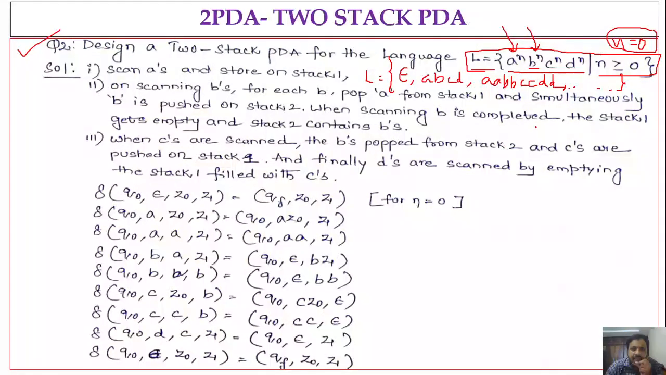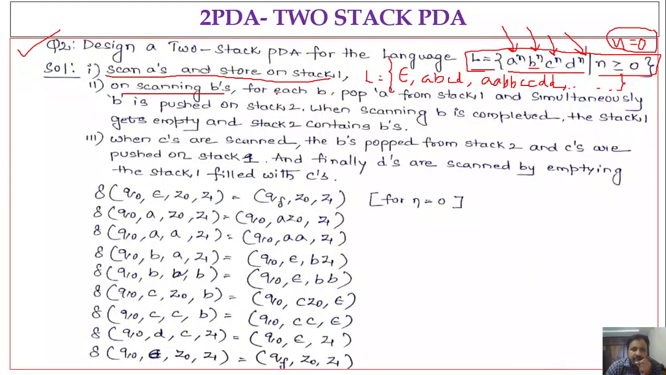Okay. And next one, when we get c, the b's will be popped out from the stack 2, and c we are going to push in stack 1. Okay. And finally when we get d, that means what we have to do, we have to pop this c's from the stack 1.